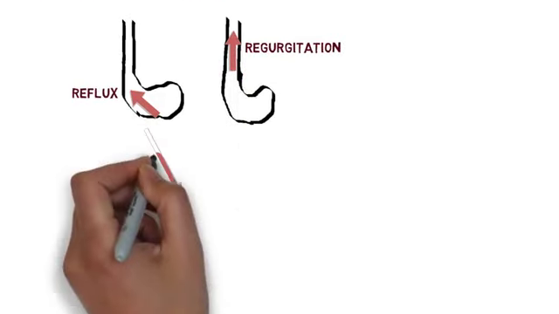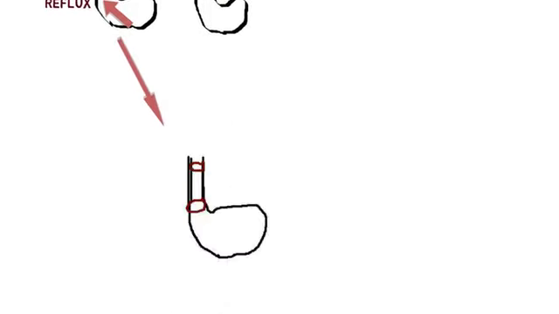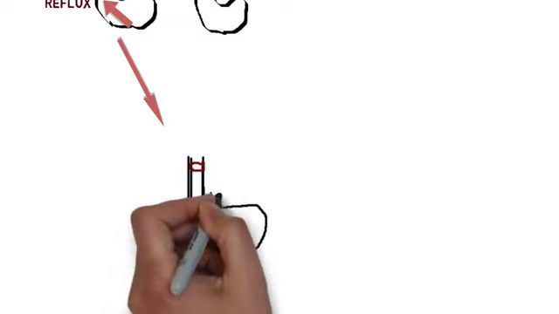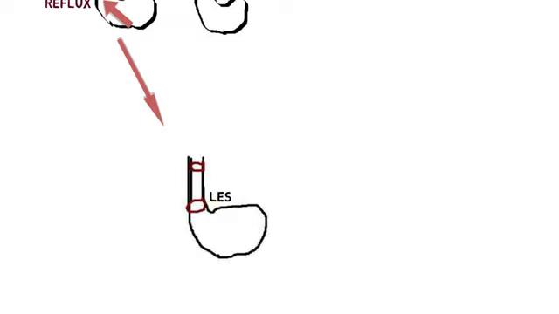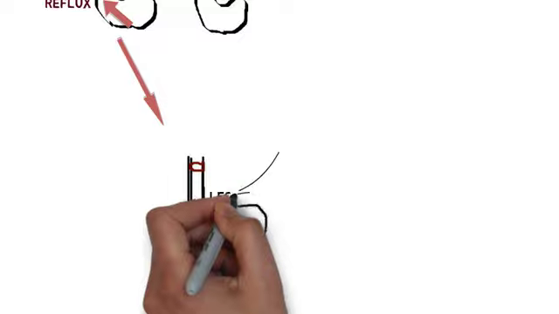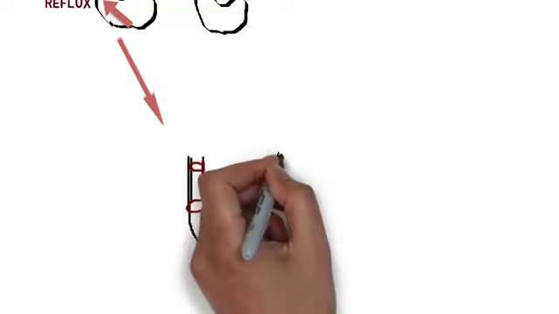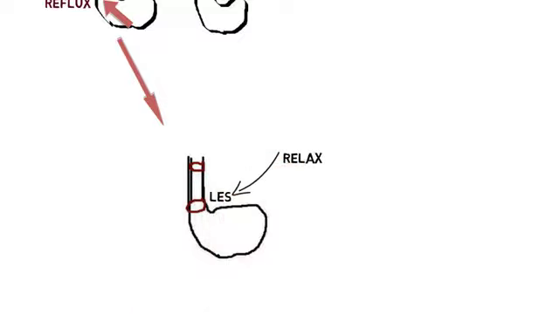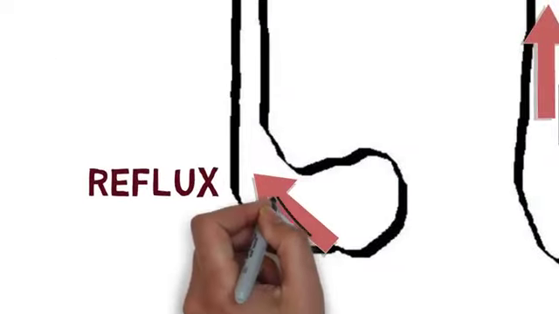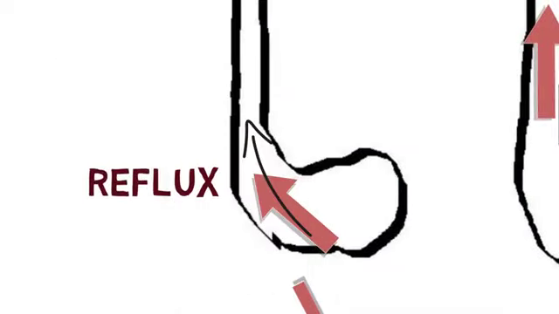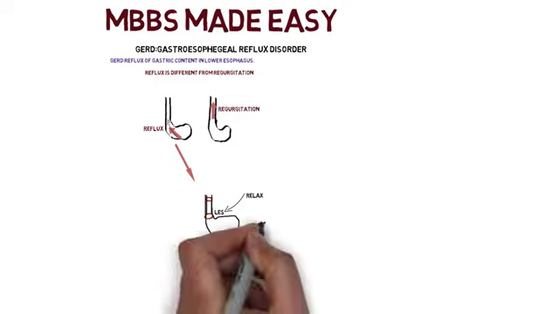Basically, in our esophagus, there is a lower esophageal sphincter. And what happens in GERD is there is an increased relaxation of the lower esophageal sphincter. Due to this relaxation, there is increased upward movement of stomach content into the esophagus.